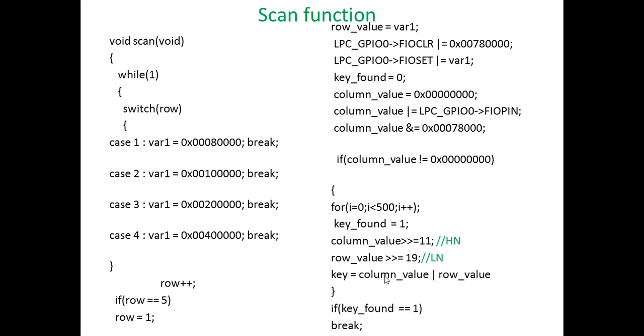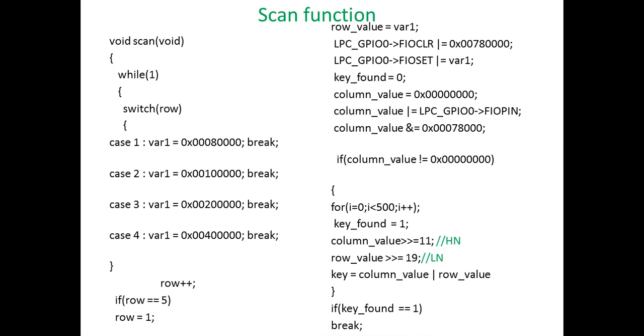Now by ORing the column value and the row value, we can establish the key which is pressed. Key is equal to column_value OR row_value, which in turn establishes the key which is pressed. If the key is pressed, we are going to break the switch statement. That means if a key is pressed, it doesn't scan the further rows in that sequence.